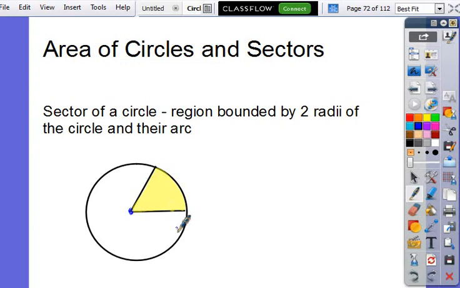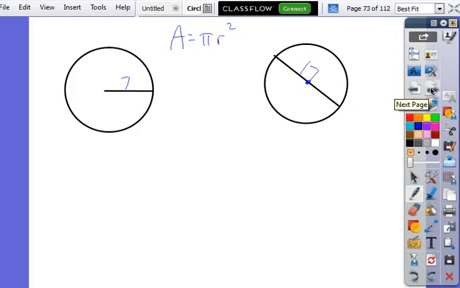All you need to have a sector is 2 radii. If you have that, you got a sector in between them. All right. We should be able to do these right here, plugging numbers in the formula. The area formula for a circle is pi r squared. So all you need to do is do pi r squared for each one of these 2.